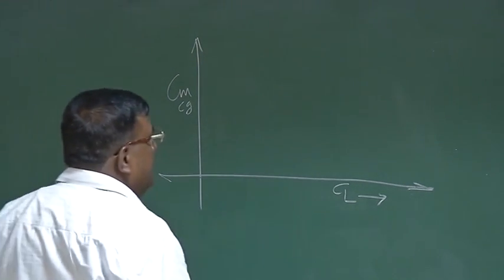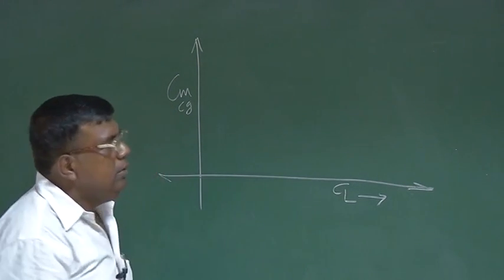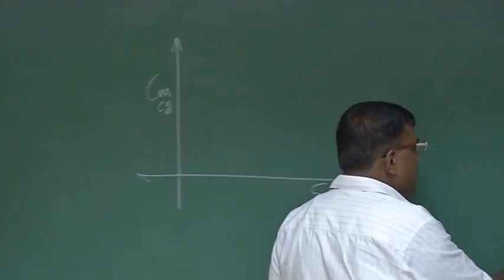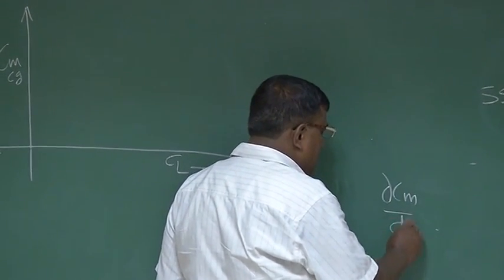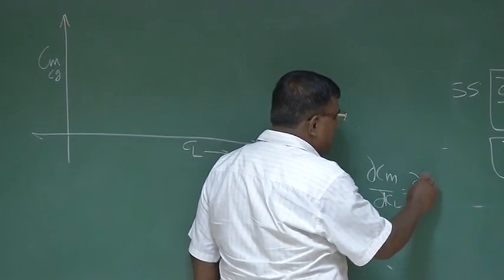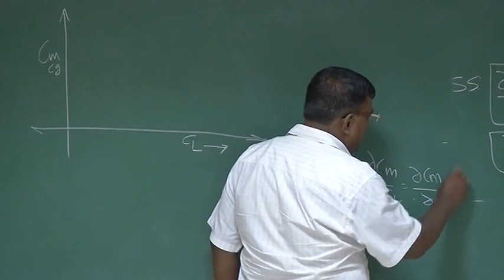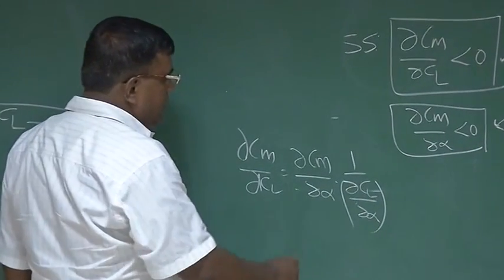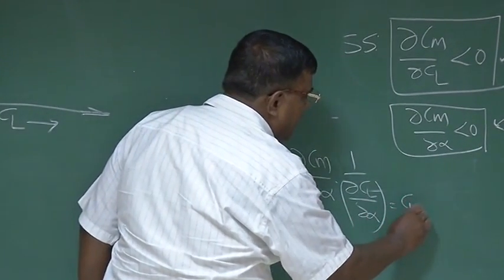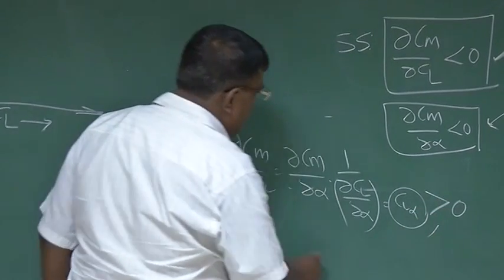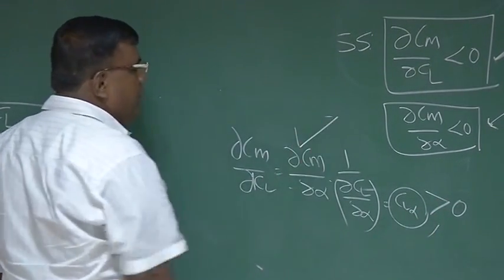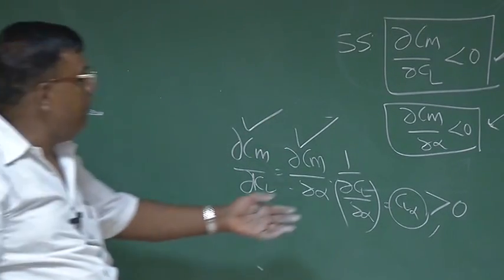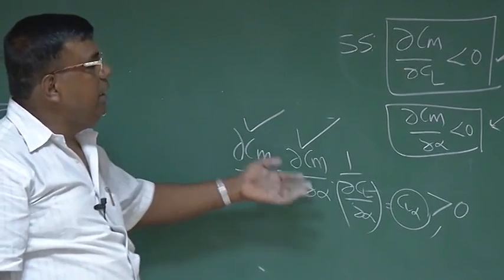And for static stability, dCm by dCl should be less than 0, which is equivalent to dCm by d alpha less than 0. You can see this: dCm by dCl, I can write as dCm by d alpha into 1 by dCl by d alpha in a linear domain. dCl by d alpha is Cl alpha, which is always positive. So whatever sign dCm by d alpha has, dCm by dCl also will have the same sign. But this is a positive number, right? So that's why I was saying it is scaling, that's all.